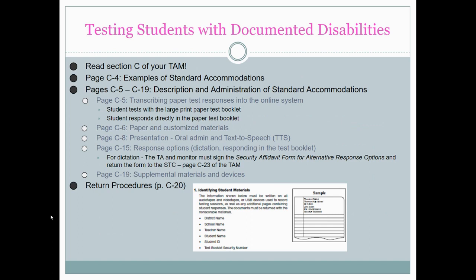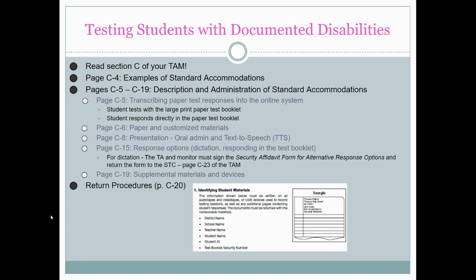C5 to 19 goes through a description of each of those accommodations. So please make sure you understand what to do for the students you will be testing, and ask questions if you do not understand what the TAM says. Better to ask questions than to not ask questions.